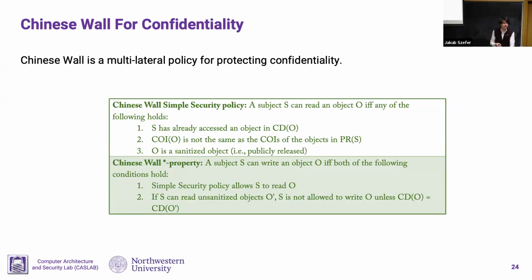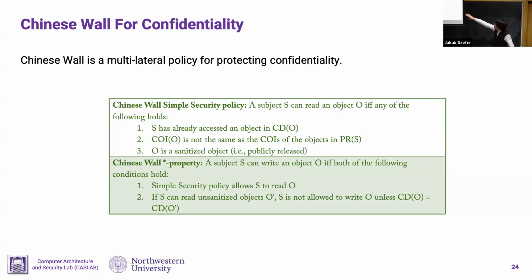And then for confidentiality, again, we have some policies for confidentiality and integrity. For confidentiality, there's the Chinese wall simple security policy for reading, and then there's a Chinese wall star policy for writing. To be honest, I don't even remember where the idea of the star policy came from, but these are classical policies that have always been defined.